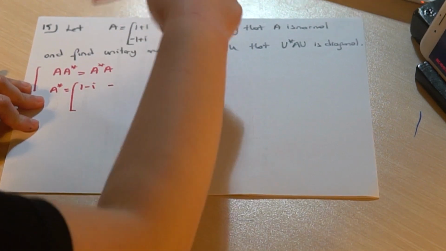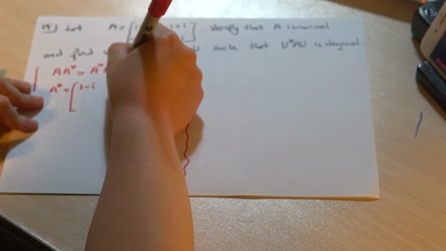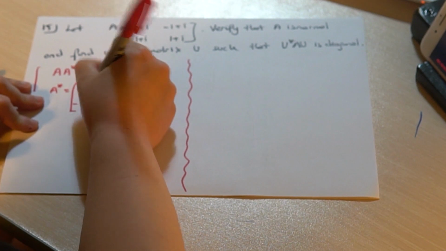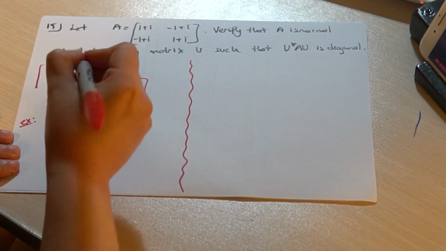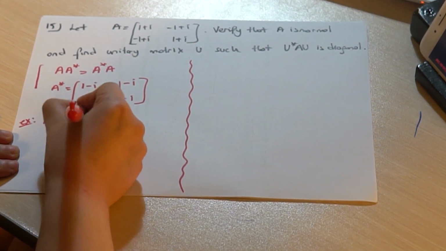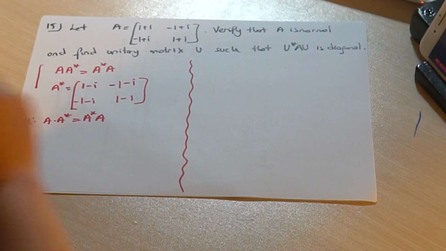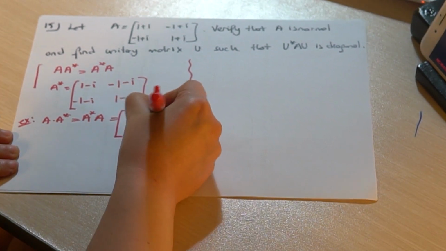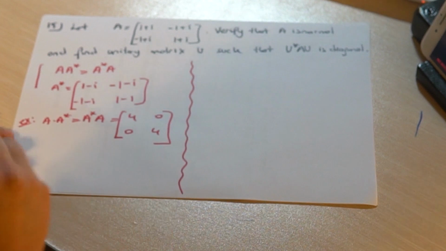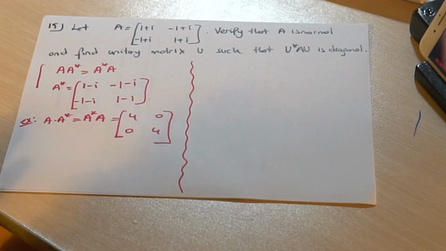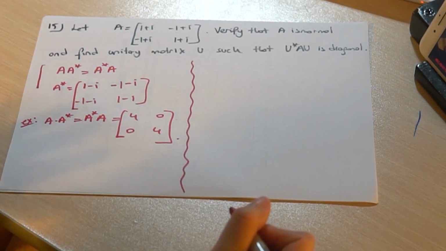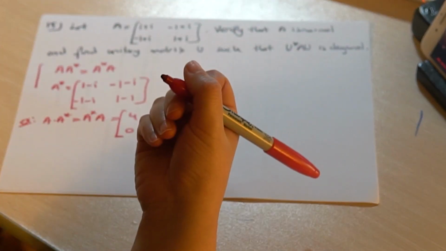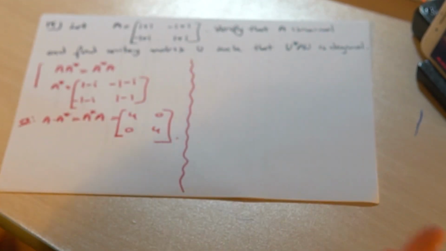This one coming from here and this one coming from here, since it's symmetric. This will not change. 1 minus i, 1 minus i, 1 minus i. And an exercise for you: A times A adjoint times A is equal to 4, 0, 0, 0, 4. So this matrix is a normal matrix, if you show that this is normal. Now we verify that A is normal. Now we need to find a unitary matrix U such that U adjoint A times U is diagonal.